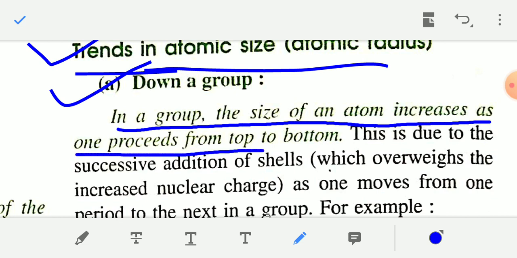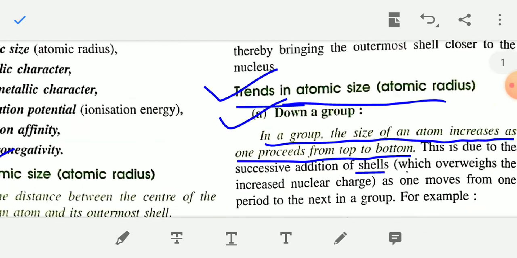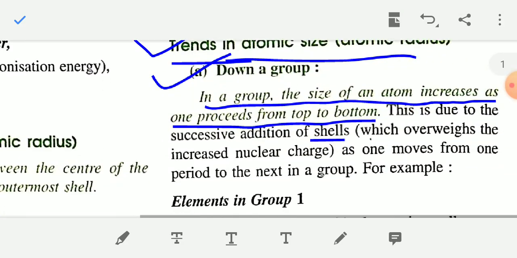The variation in atomic radius in a particular group: in a group, the size of an atom increases as one proceeds from top to bottom. This is due to the successive addition of shells. Down the group, the number of shells increases, so the size of the atom increases.